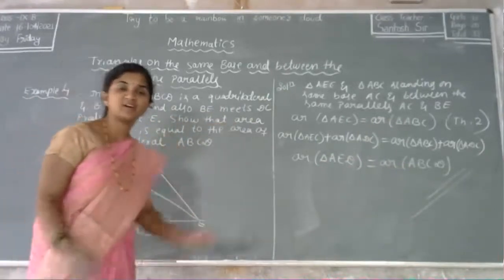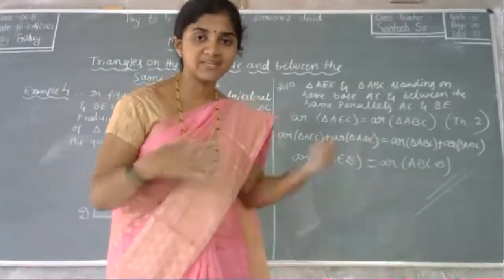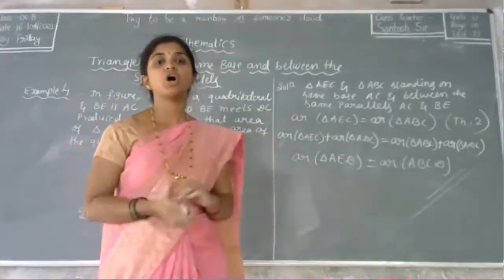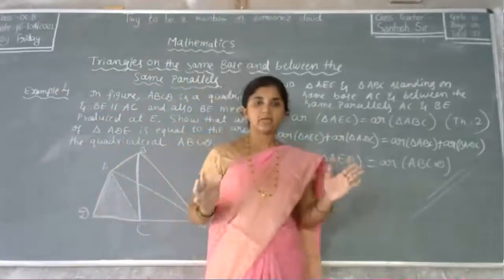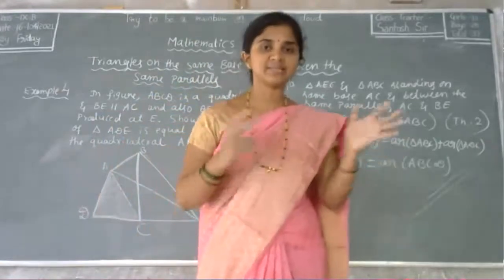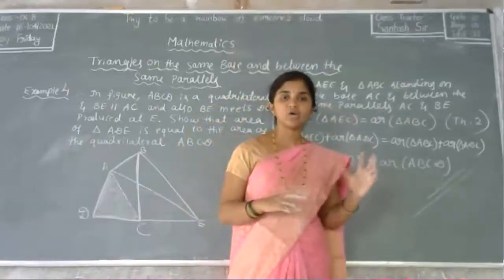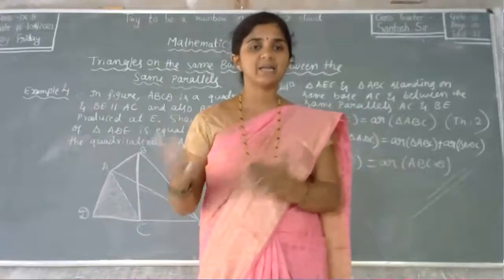Got the idea of the problems, no? So how to solve the problems using these three properties? Once let us recall all the properties of this entire chapter. You are able to identify the figures on the same base and between the same parallels. If two parallelograms are standing on the same base and between the same parallels, then they are equal in area.